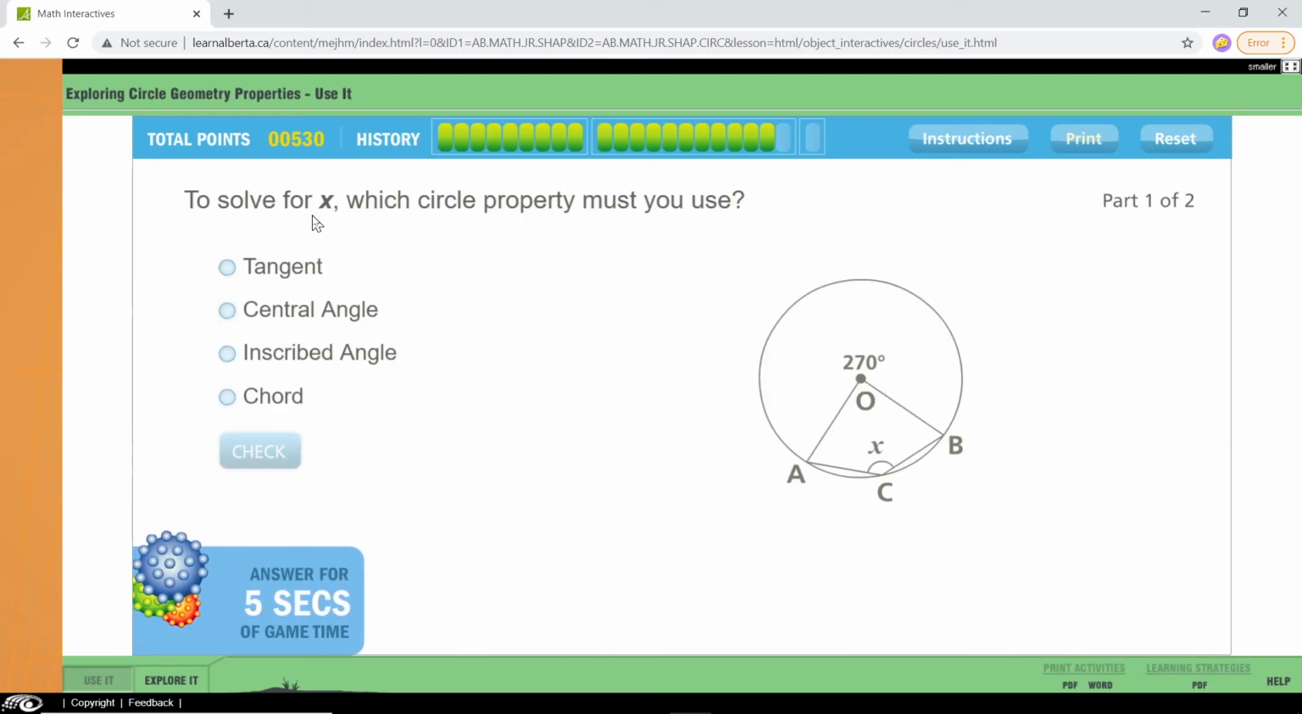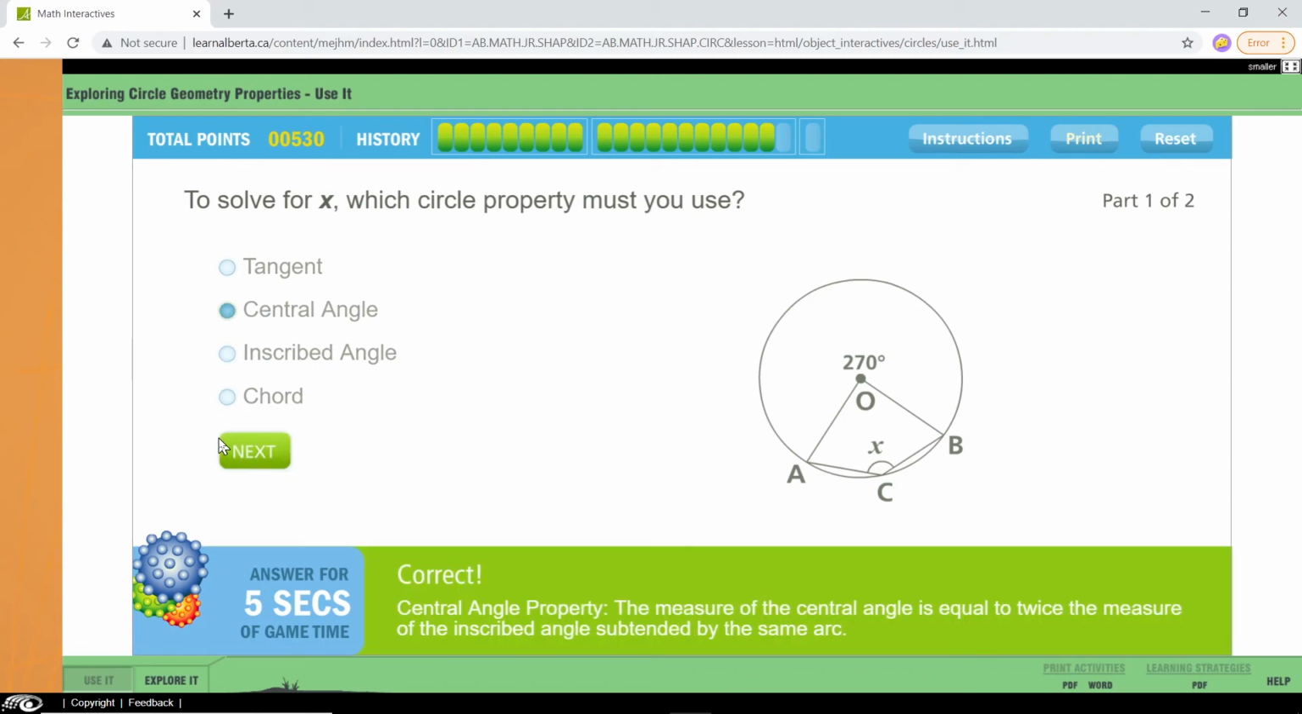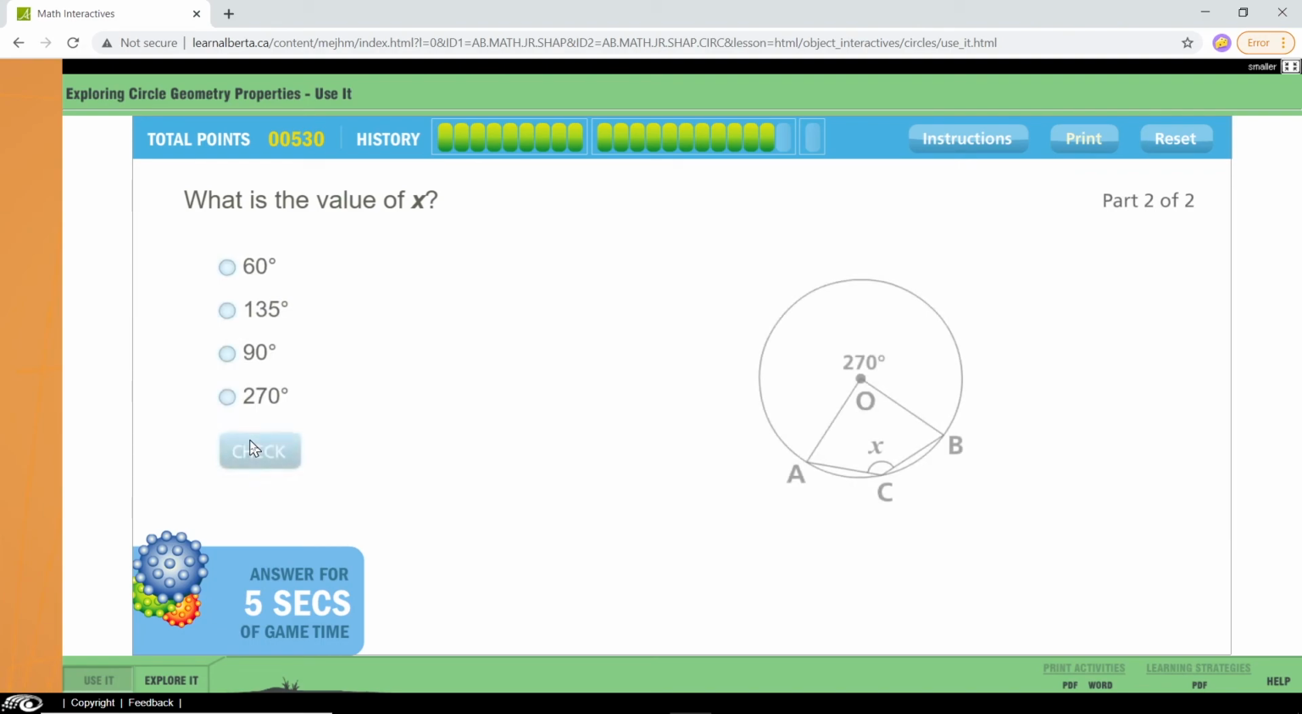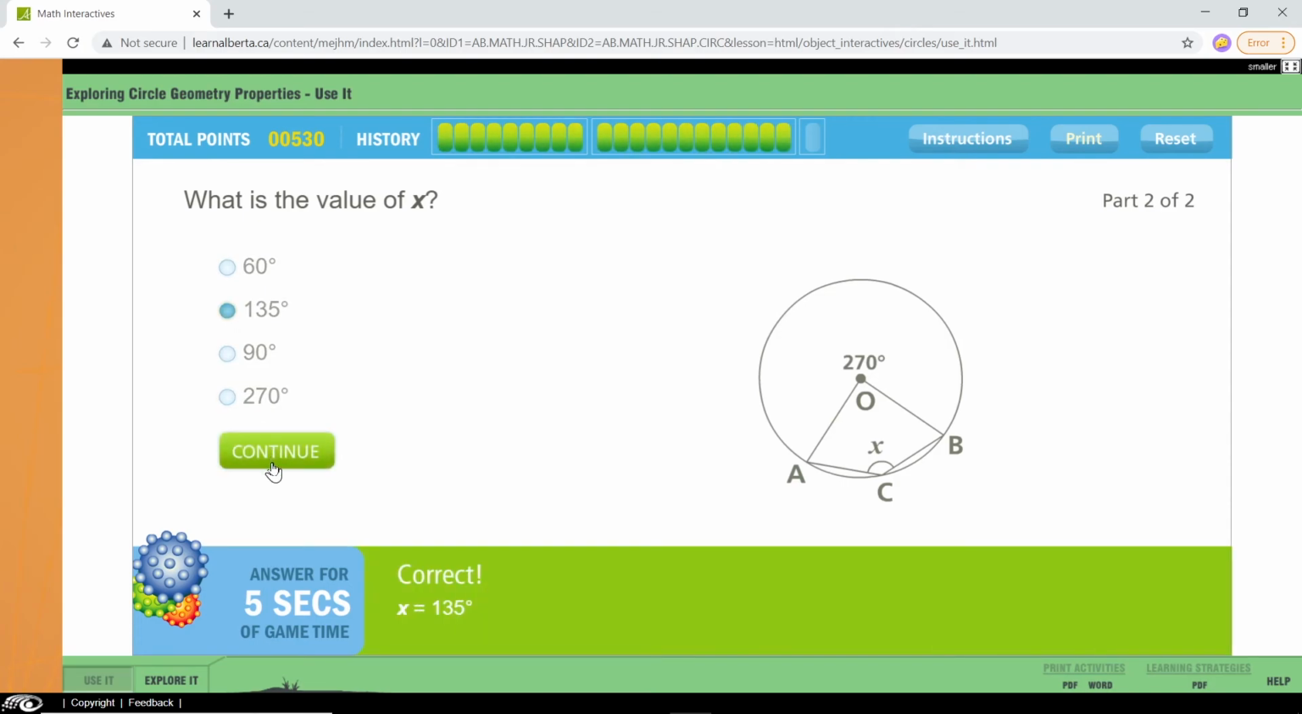To solve for x, which circle property must you use? Since it's related to the center of the circle, the angle at the center of the circle, we assume this circle property is using the central angle. Okay. Next, what is the value of x? So since x is the inscribed angle, half of 270 is 135. Right, next.